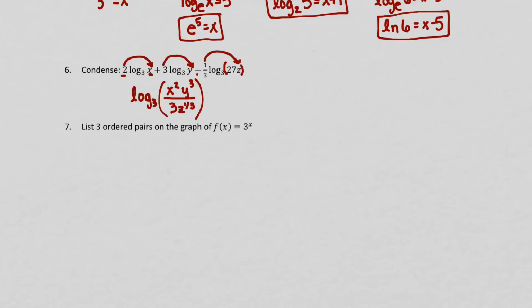All right, number 7 wants us to list 3 ordered pairs on the graph of f of x equals 3 to the x power. So that's just plugging in a point for x and getting a y. Any 3 points would work. Well, I know the easiest point to plug in is 0. Anything to the 0 power is 1. 3 to the 1st power is 3. 3 to the 2nd power, 3 squared, is 9. So there's 3 points, just easy right off the bat.